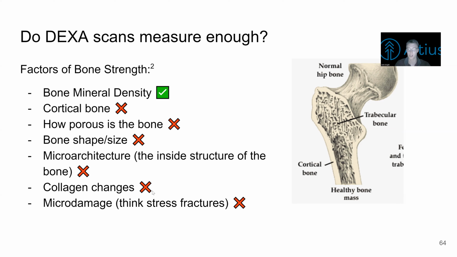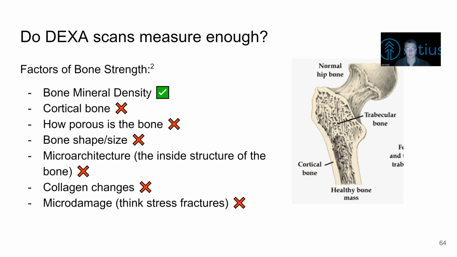And then we've got collagen changes, too. Collagen's a really important component of our bone strength as well. And then also micro damage, right? If you've ever had a stress fracture and the X-ray showed a stress fracture, a DEXA is not going to work the same way. A DEXA will measure the amount of X-ray that's absorbed into the actual bone, but it won't be able to identify any sort of micro damage or a portion of your bone that's weaker than the other portion, okay?